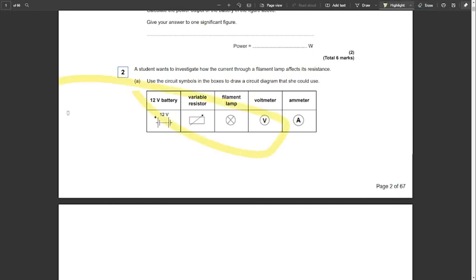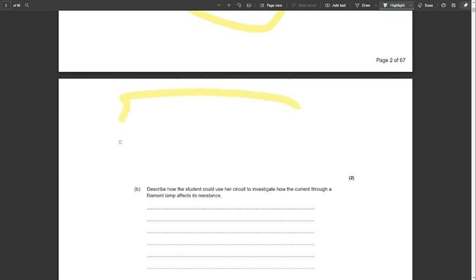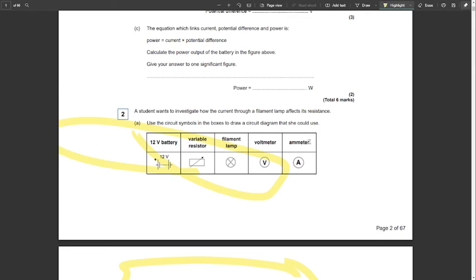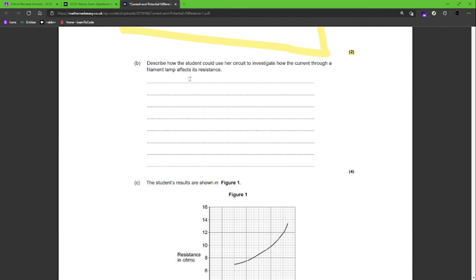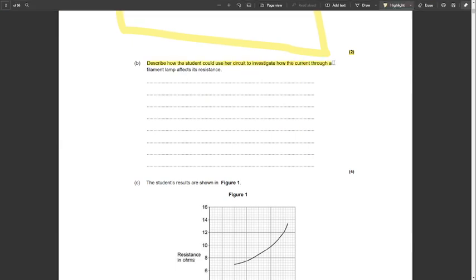Okay, you've been given some circuit symbols here, so you need to draw a circuit, and this is the gap that you need to draw a circuit in. It's got 2 marks, so I'm assuming you need to do at least 2 things. Describe how the student could use a circuit to investigate how the current for a filament lamp affects its resistance. That's worth 4 marks, so you can once again make the assumption that you need to list 4 things or list 2 things and explain why. It's asked for describe, so you need to make 2 points and explain why in this example.